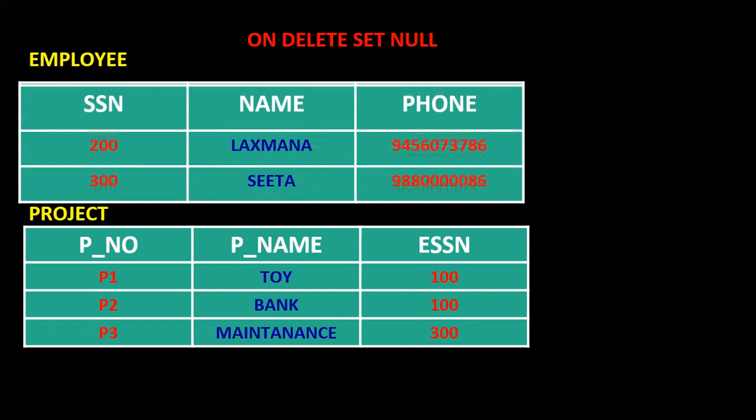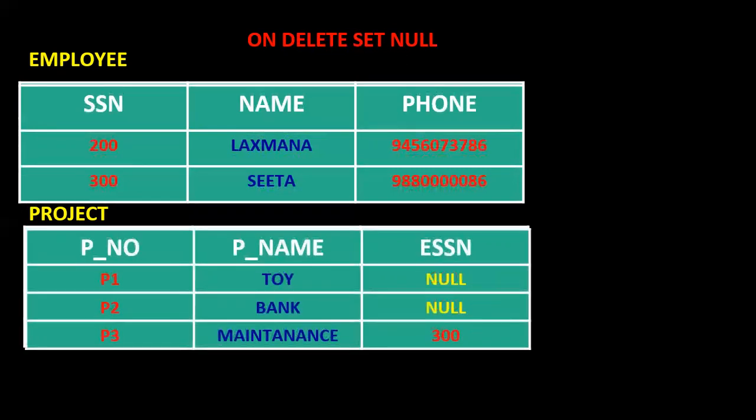What do we have to do? This is not allowed because 100 is not at all an employee there. Then we need to reassign the projects to some other person. Before reassigning, what we need to do here is set this to null. So this is called on delete set null. It means whenever a primary key is deleted, that is, on deletion of the primary key, we need to set null to the foreign key. On delete set null means on deleting the primary key, set null to the foreign key.